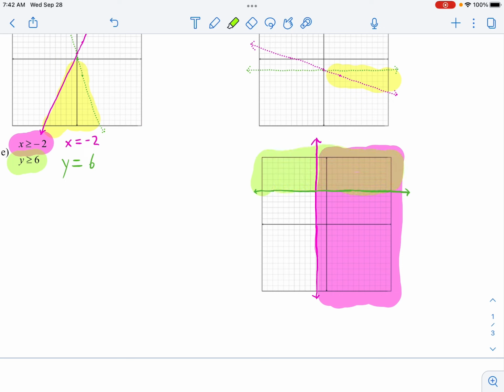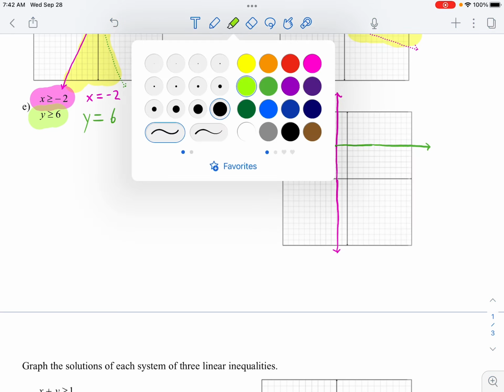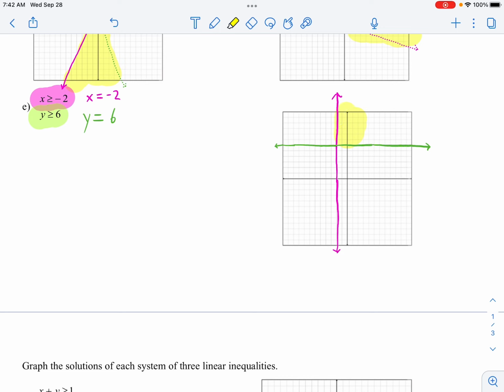All this, okay? And again, we're going to keep my region right here where both colors are shaded. This has just pink, so we're not going to keep this. This has just green, so we're not going to keep this. And this has no color, so we're not going to keep that. So let's get rid of this, and then our solution is going to be this region right here.